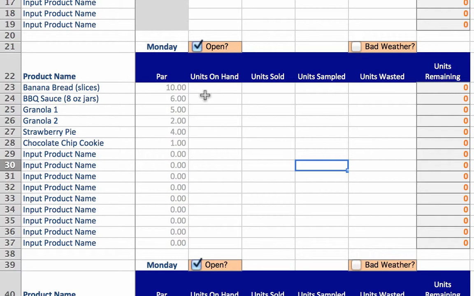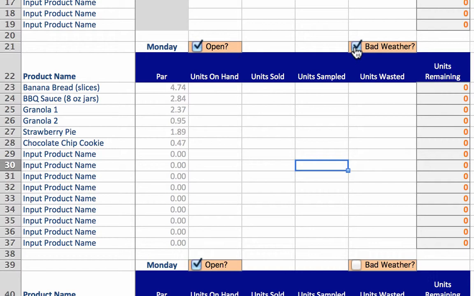So as you look towards your sales day on Monday, take a look at the weather and determine whether or not you think it's going to be a bad weather day, or whatever else you're using this cell to indicate. Checking this box is going to change your par either to the positive or to the negative based on your historical sales of that product when this checkbox has been checked. So as an example, when it's not checked, we have a par of 10 slices of banana bread, and when we do check this box, our par figure goes down significantly.